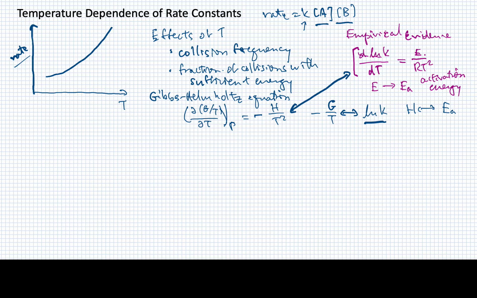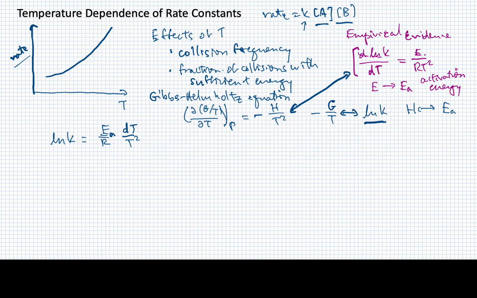All right, so one of the simplest ways that we can take an empirical expression like this and get some meaning from it is to actually integrate it. So let's do that. What I want to do is rearrange the equation a little bit. So it'll say d log k is equal to E over R, and then I'll go ahead and make that E sub a dT over T squared.